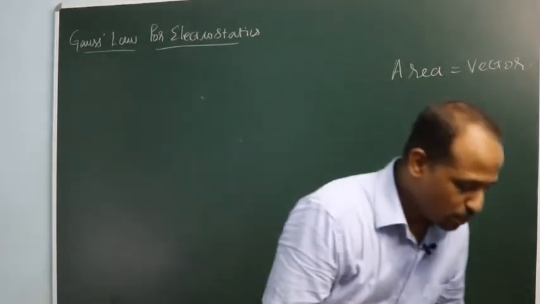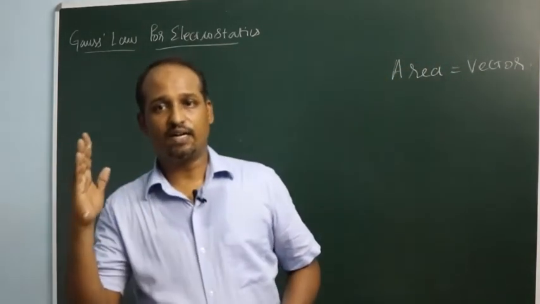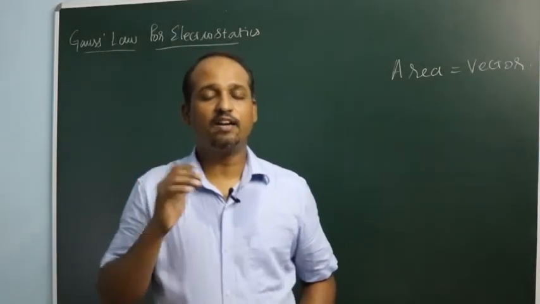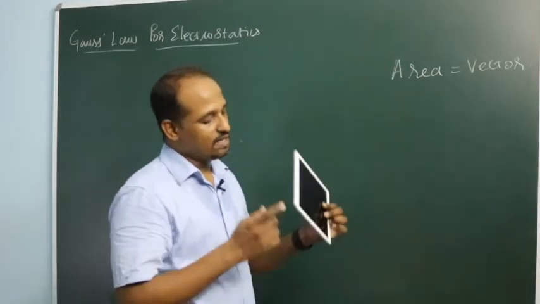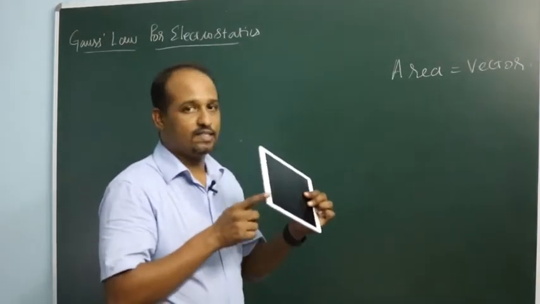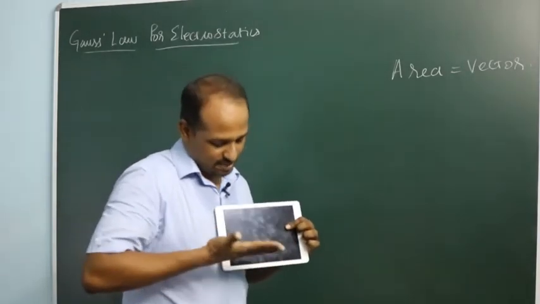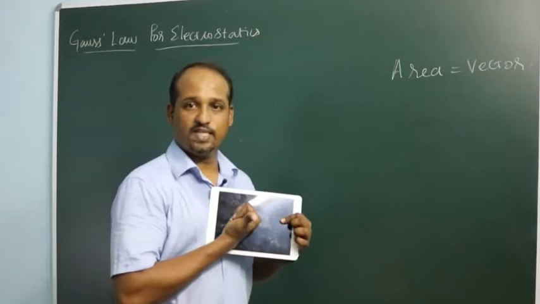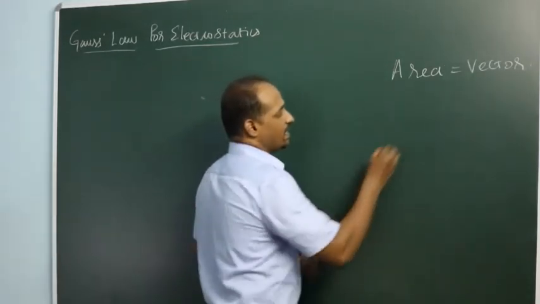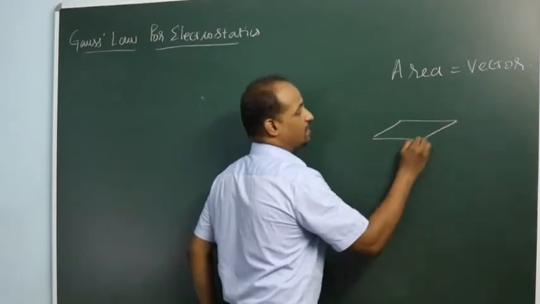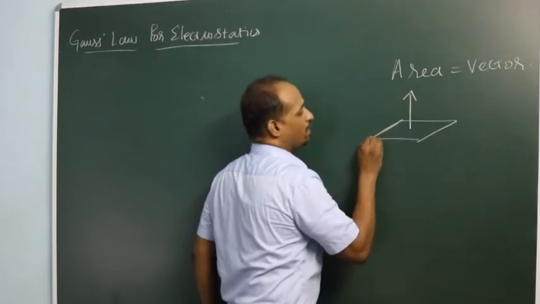Direction of the area: suppose in our 11th standard we had studied there is L vector, there is B vector, then L cross B is a vector. So if this is L vector and this is B vector, the area is L cross B, and the direction is, if this is L and this is B, L cross B is this way, perpendicular to this. In the same way, if there is an area, and this area is facing upwards, then the area vector is perpendicular to the plane of the area.